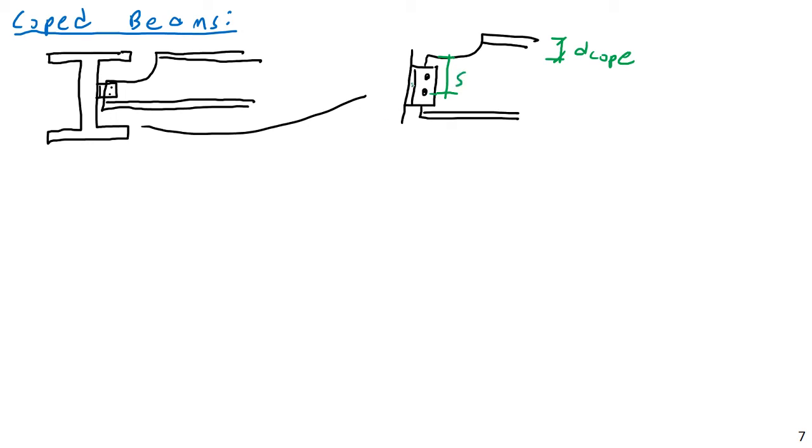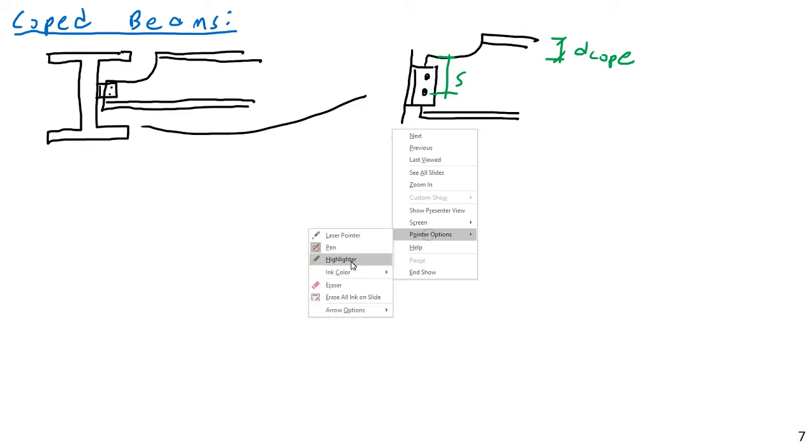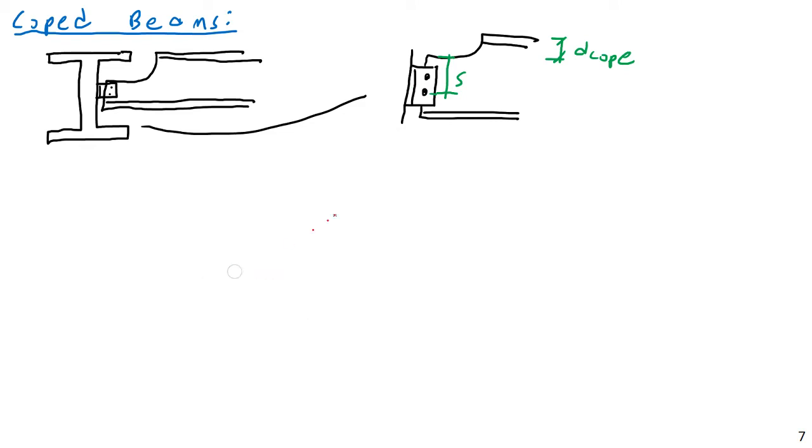Because if this is going to fail, it could fail in a variety of ways, either yielding, block shear rupture, etc. But in block shear rupture, it would fail like this. And the s is really the depth of the block shear rupture failure plane. Okay, so this is the basic idea of coped beams. And what I would like to discuss is how we calculate the capacity of something like this.